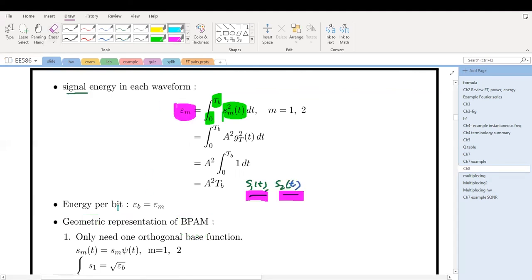So this is the energy for each waveform, s1(t) and s2(t). In communication systems, there's a terminology called energy per bit. In this case, because we only transmit either 1 or 0, there's only 1 bit of information being transmitted. Therefore, the energy per bit in this case equals E_m. Sometimes one waveform represents several bits. For example, one waveform can represent 3 bits of information. In that case, the energy in that waveform needs to be divided by 3 to obtain the energy per bit.